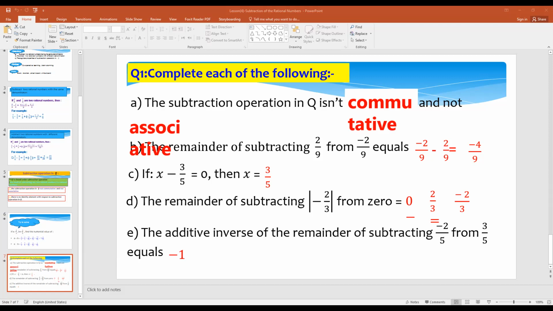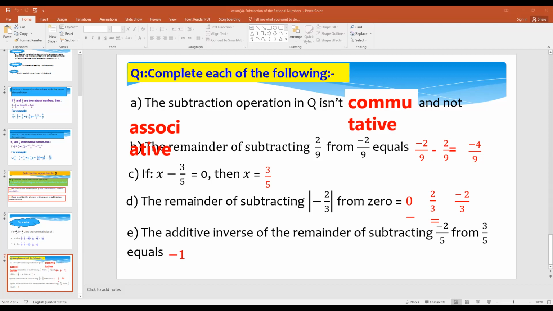3 and 5 are in their simplest form as they are prime numbers, and there is no common factor between 3 and 5. Then the result will be, I will multiply 1 by 3 equals 3, 5 by 2 equals 10. And make sure that your result is in its simplest form.